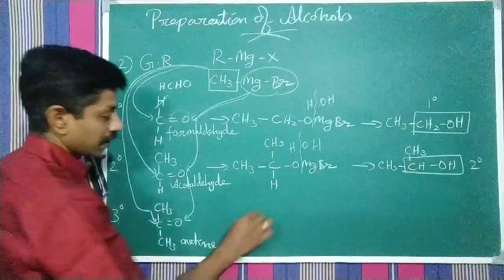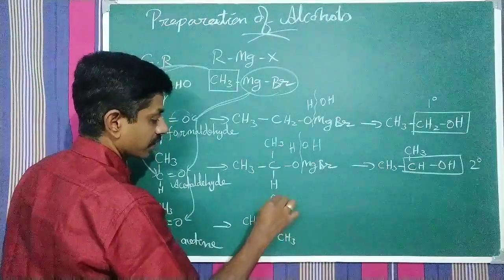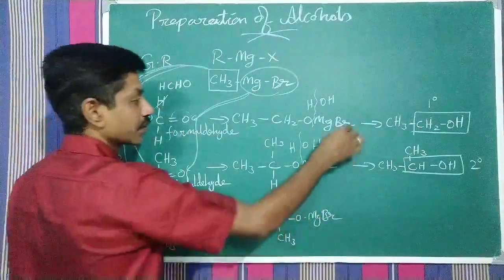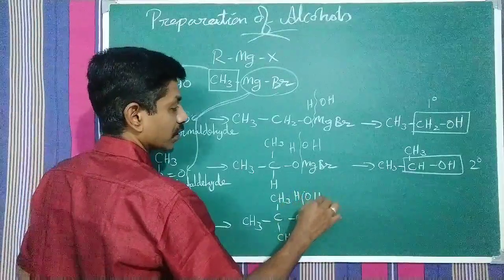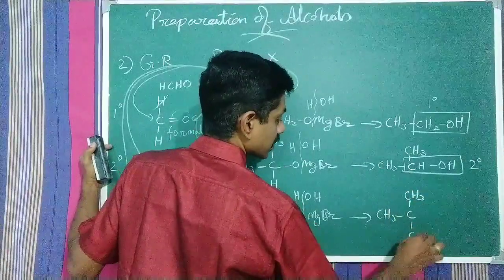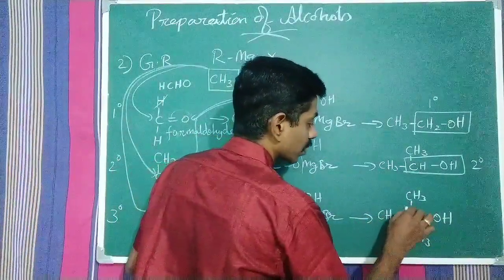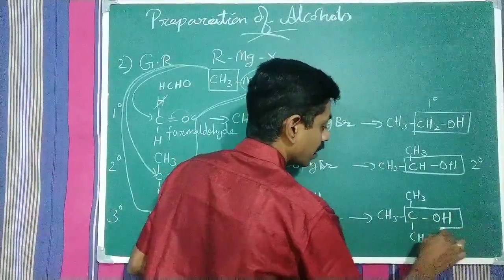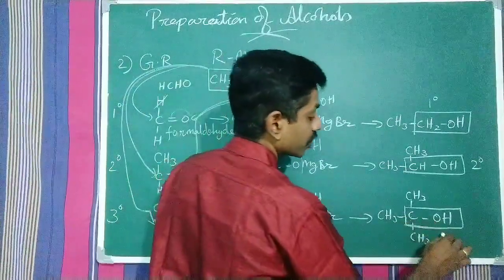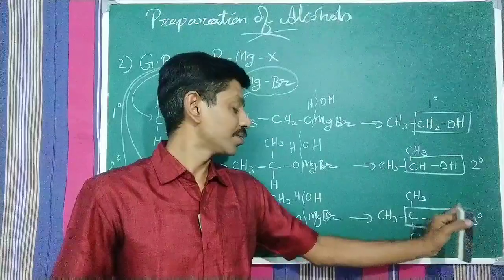The same strategy: the methyl group will go and attack the carbon and the MgBr will go and attack the oxygen. Then what is the next compound? You will get a CH3 carbon and a CH3 group here, CH3 and OMgBr. As usual, next step, we go for addition of water, then it gets converted into CH3. See, all the places have a CH3 group and the OH. And the final product, if you look at the molecule, is tertiary butyl alcohol. The middle carbon which is attached to the OH group does not have any hydrogen at all, so it is a tertiary carbon, and the product formed is tertiary butyl alcohol.